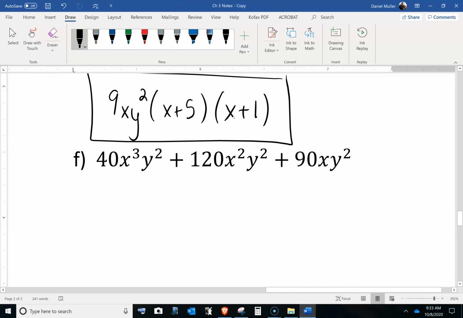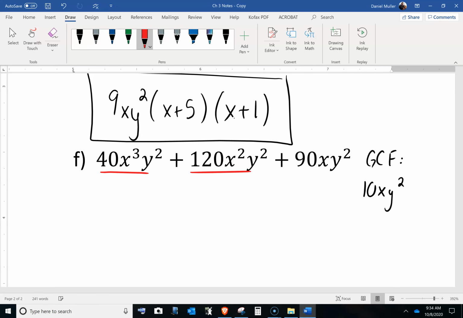Okay. Well, I know I can take a 10 out. I think that's all I can do, actually, is take out a 10. So the GCF of this thing will be a 10, not negative. And then y's, y squared, y squared, y squared. So y squared. How about x's? x cubed, x squared, and x, the smallest is an x. So 10xy squared. That'll be my GCF.